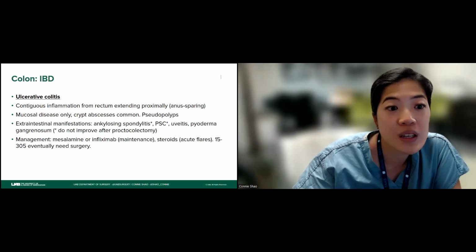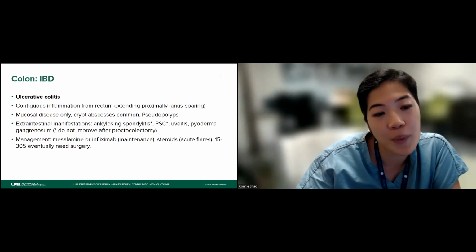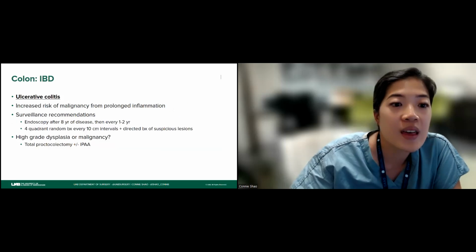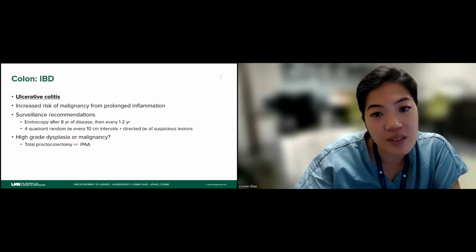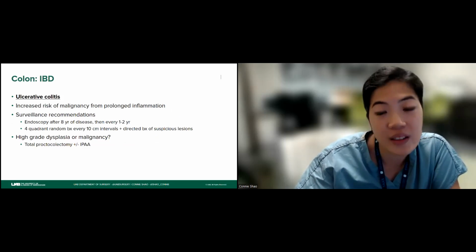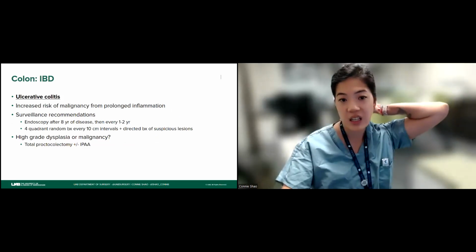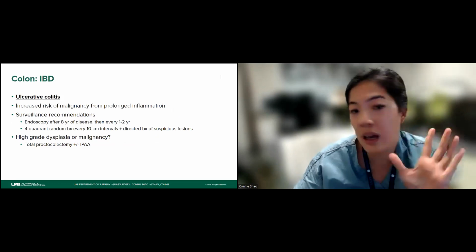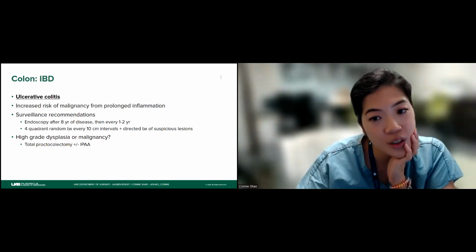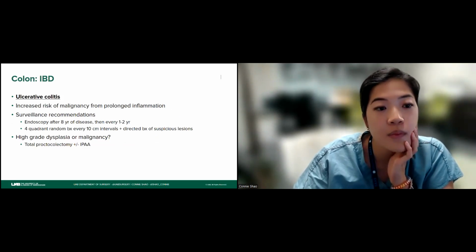So now on to IBD, ulcerative colitis. You remember the buzzwords from medical school. You want to consider medical management first. And then there's obviously increased risk of malignancy because they're in a basically chronically inflamed state. So surveillance for them is different than it is for the usual population. You want to start after 8 years of disease, and then every 1 to 2 years with biopsies, which again is not the norm for just your regular population. And then if there is some concern for high-grade dysplasia or malignancy, you want to do a total proctocolectomy.